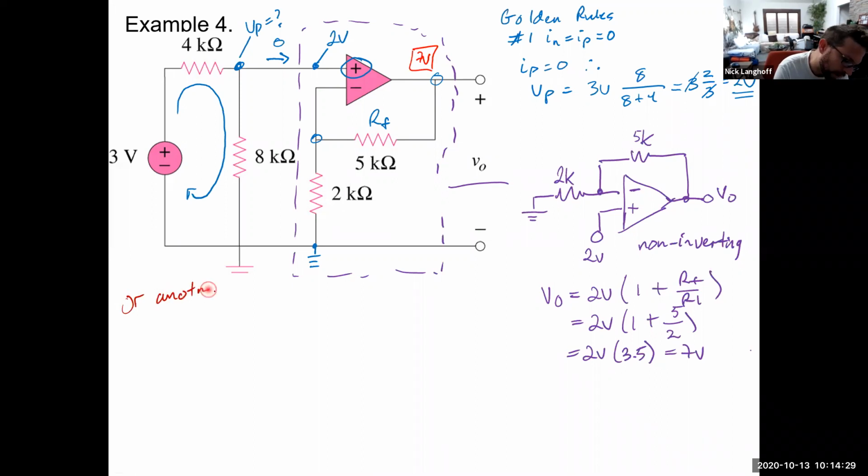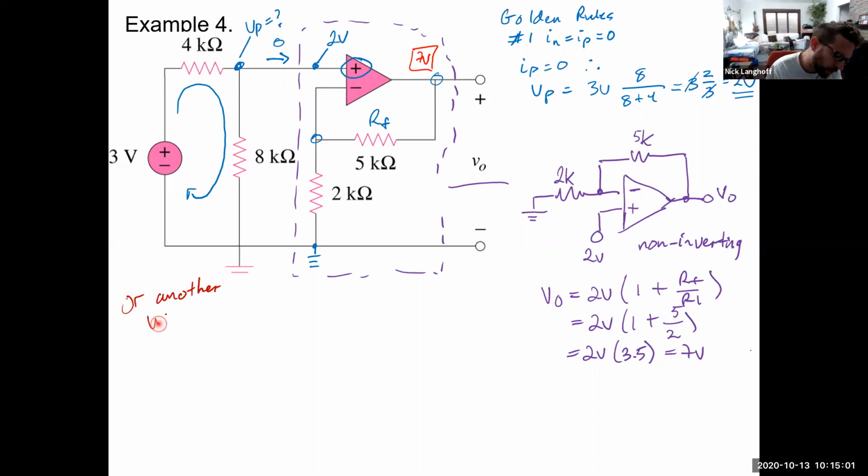Now, before I talk about this, the way we just did it is how I would approach this problem. Once you recognize that the 3 volt source with the 4K and the 8K is just a voltage divider, giving you 2 volts to the non-inverting terminal, just recognize it as a non-inverting amplifier block. I'll just use the formula and quickly calculate what the output voltage is.